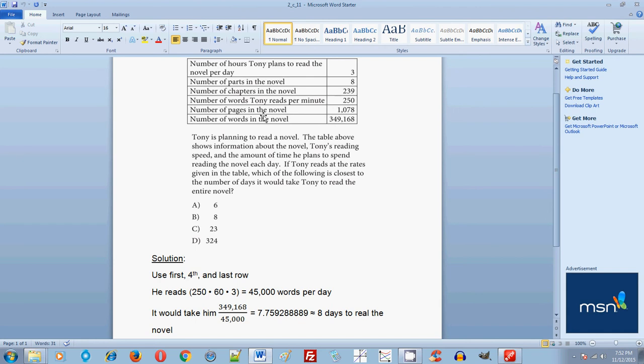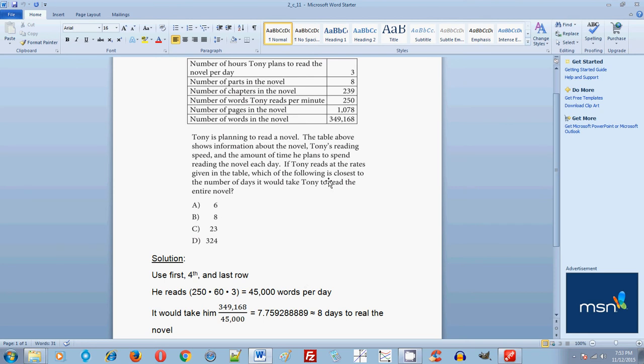Why? Because remember this row here, number of words Tony reads per minute? If you know the number of words he reads per minute and the number of words in the novel, you know how many minutes it will take him to read. So we know that we will use three rows so far. We use the first, fourth, and last row: the number of hours Tony plans to read the novel per day, the number of words Tony reads per minute, and the number of words in the novel. So when we do that, we'll multiply the three quantities together to find the number of words per day.